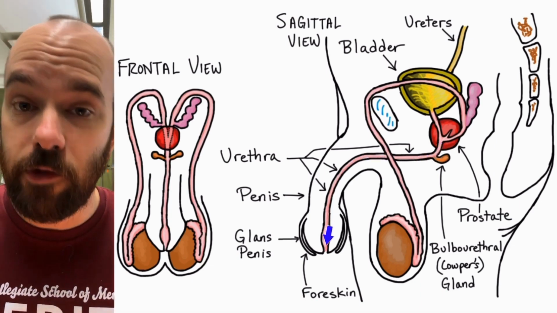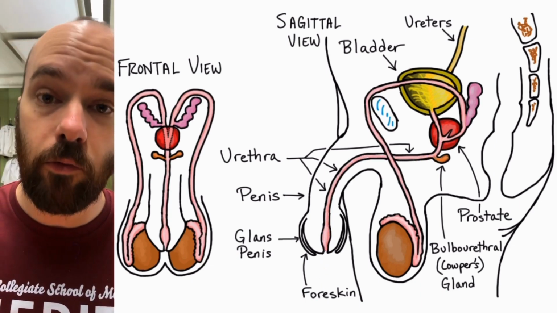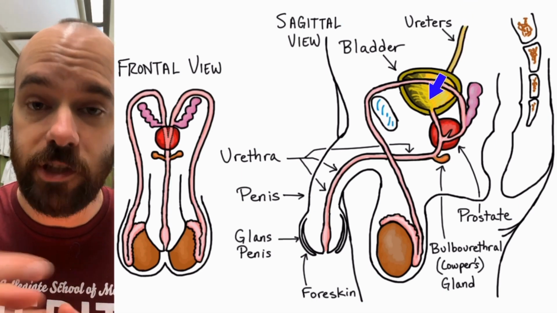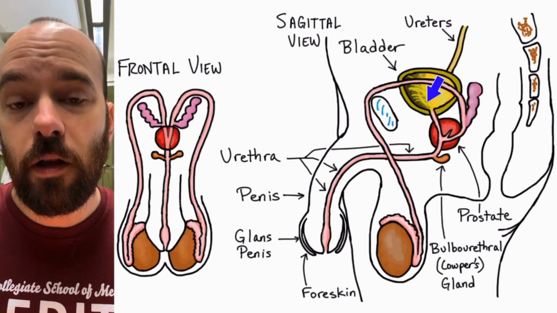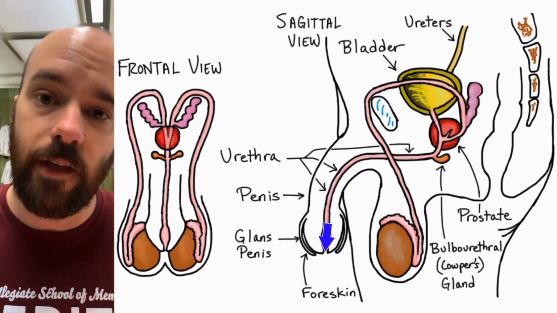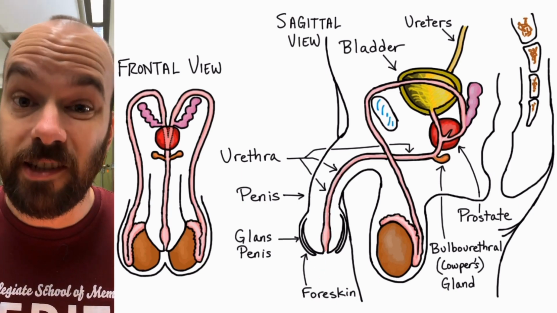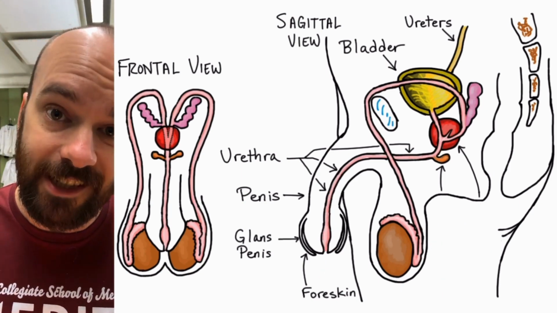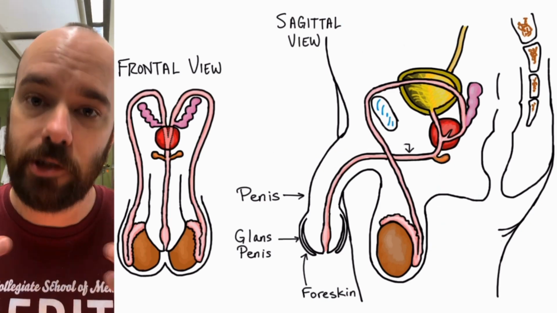To follow the path of urine out of the body, urine will of course start in the kidney, travel down through the ureters into the bladder, where it's stored. Then during urination, the bladder will contract, and that'll expel the urine down through the urethra to the outside of the body. And just as a reminder, testosterone doesn't travel through any of this. Testosterone goes straight from the testes into the bloodstream where it travels throughout the body.